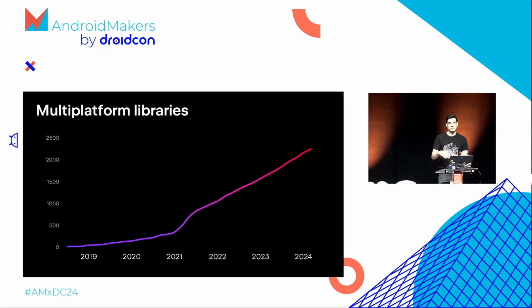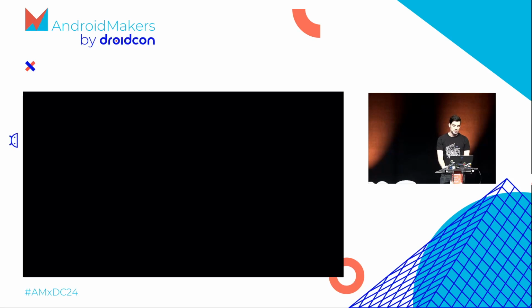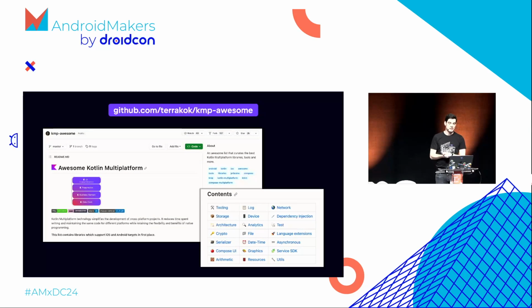Of course, you don't want to do this every time you need to access something that requires platform APIs. So luckily, we have a great ecosystem and a growing number of multi-platform libraries that you can use. And if you are ever looking for a specific multi-platform library, the KMP Awesome repository, maintained by one of our colleagues, is a great way to start. As you can see, there are a lot of different categories of libraries you'll find here, whether it's for logging, for dependency injection, for testing, or just about anything else.